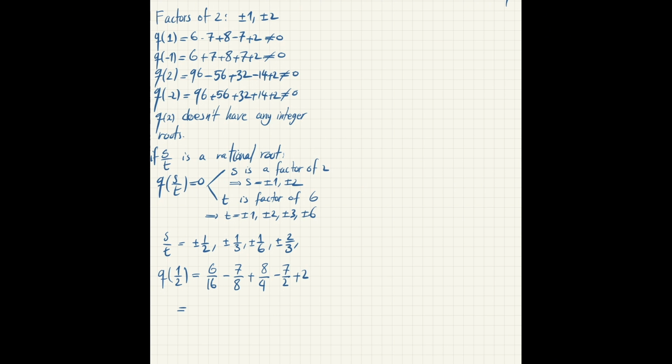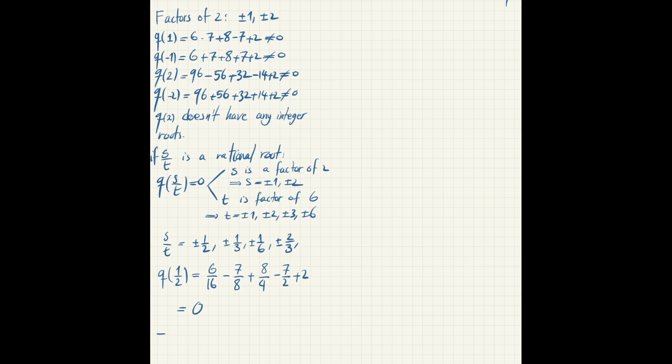So this becomes 3 over 8. It's minus 4 over 8. It's minus a half. Minus a half and minus 7 over 2, which is minus 8 over 2, is minus 4. Minus 4 plus 2 is minus 2, and this is plus 2. It's 0. Yes? Yeah, we got it. So q of 1 over 2 is 0.